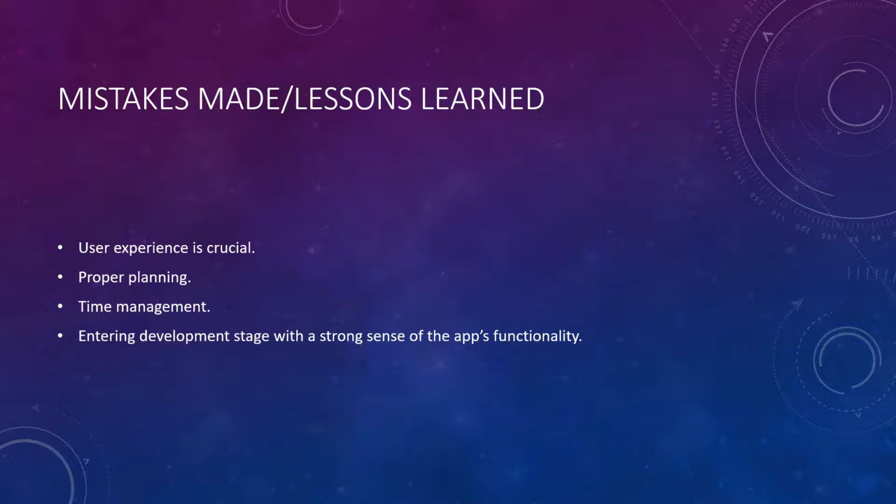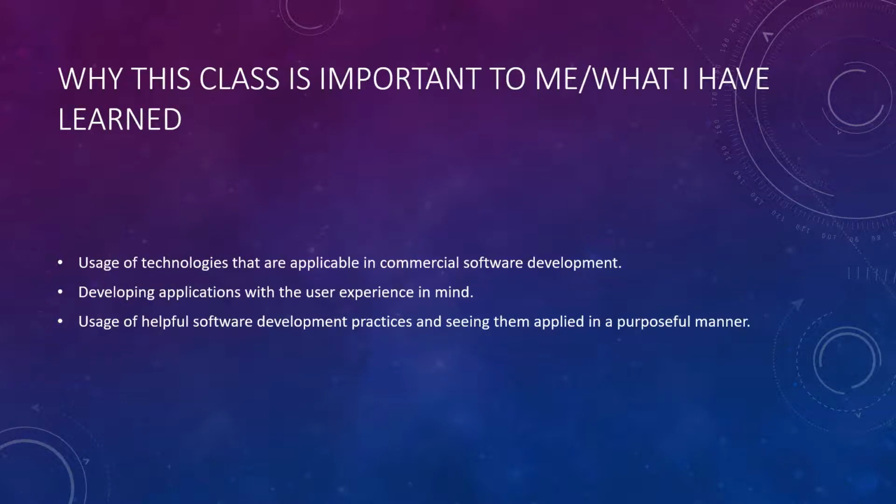And the last thing I want to talk about in this video is why this class is important and what I've learned from doing this project and other projects in this class. The first point is the usage of technologies that are applicable in commercial software development. So throughout computer science, the courses that I've taken so far as a CS major have never really focused on the idea of developing applications that someone will actually use to do something. It's more about, do you know the programming language well enough to take an input and produce the correct output.